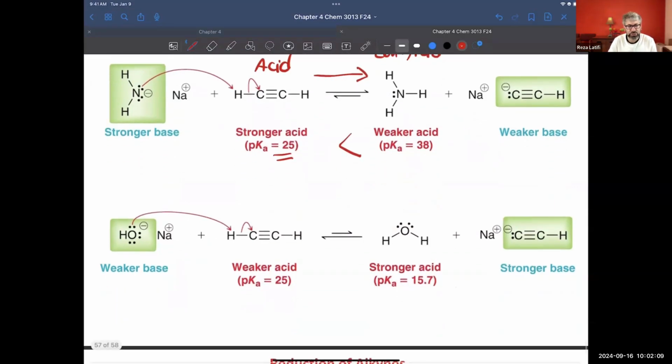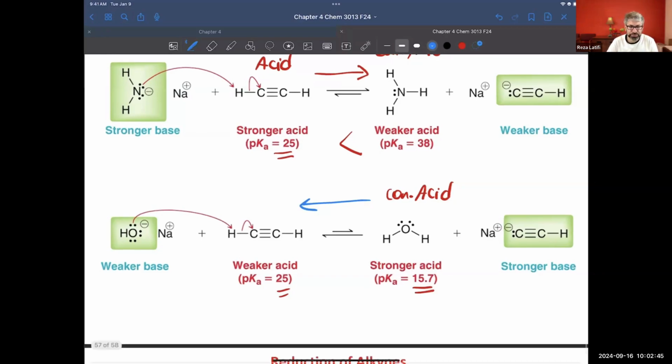Now if we react with OH, the conjugate acid has a pKa around 16, while the starting one is 25. That means this reaction is not going to move forward. In fact, it will go back. In this case, acetylene is not a strong enough acid to give H to OH. So this reaction is not going to happen.